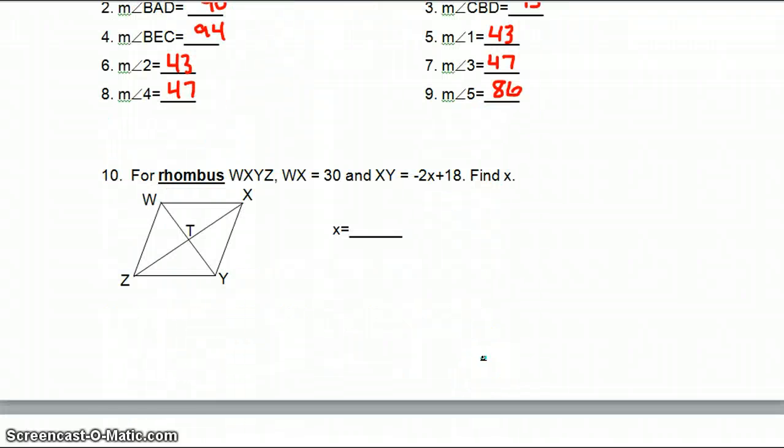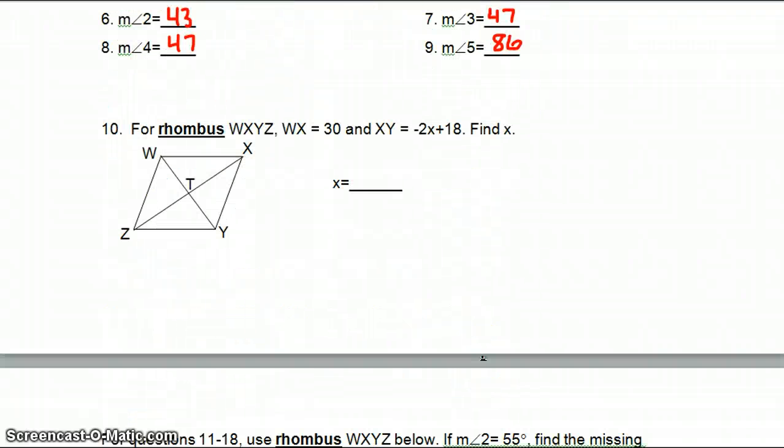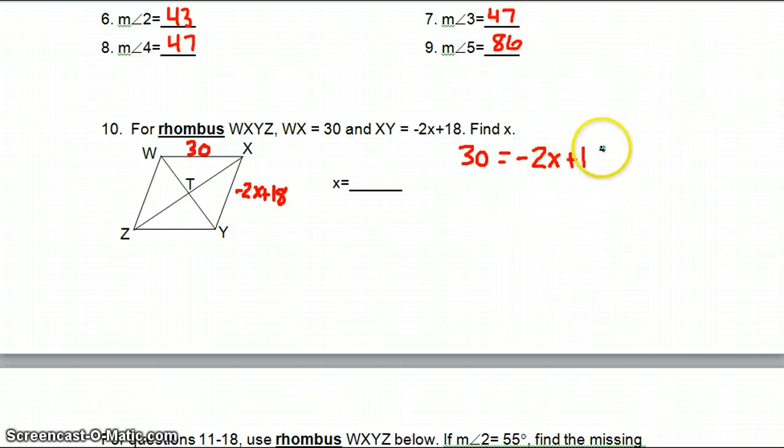Number 10, for rhombus WXYZ, WX equals 30 and XY equals negative 2x plus 18, find x. Alright, rhombus, WX equals 30. Here's WX, 30 is up here. We know that all of the sides are the same, and they give us XY as negative 2x plus 18. So I'll set those equal to each other. 30 equals negative 2x plus 18. I'm going to subtract 18 from both sides.